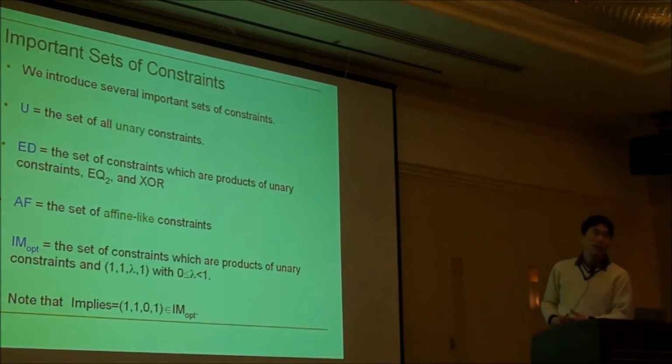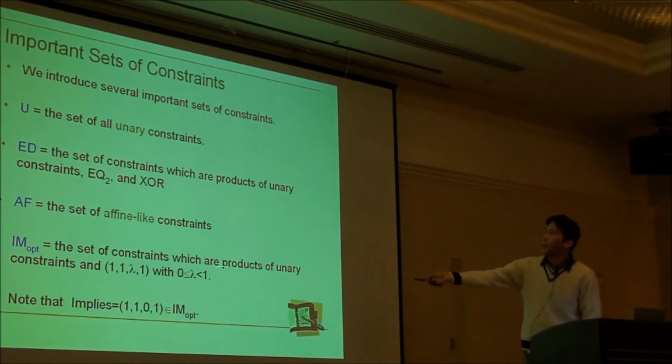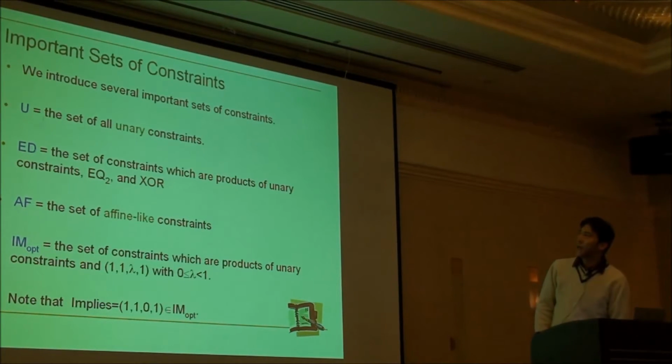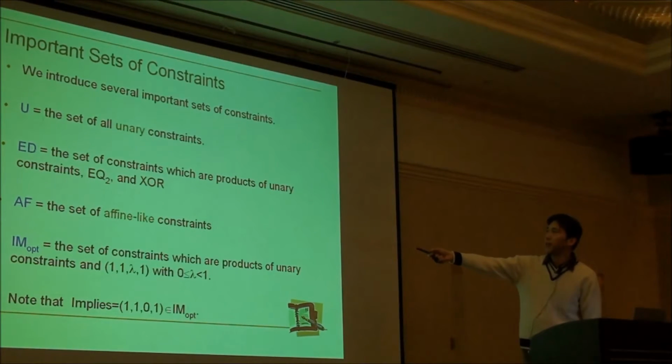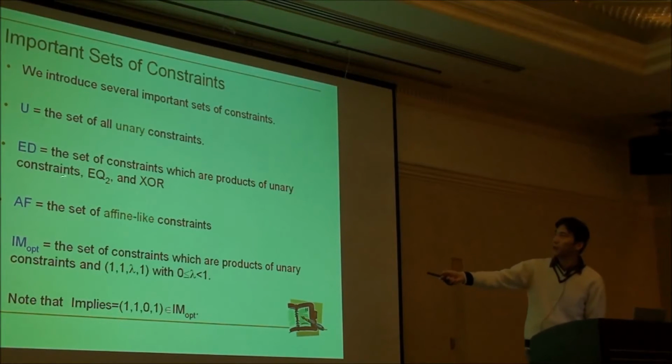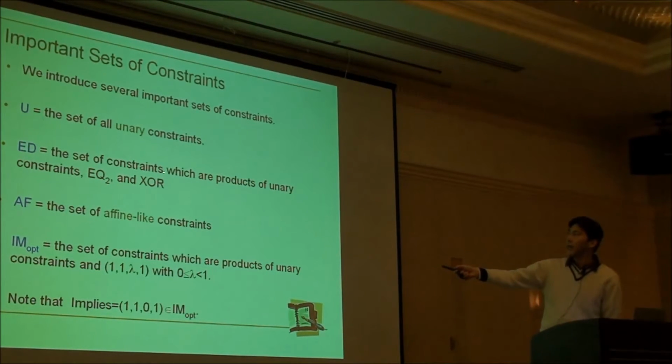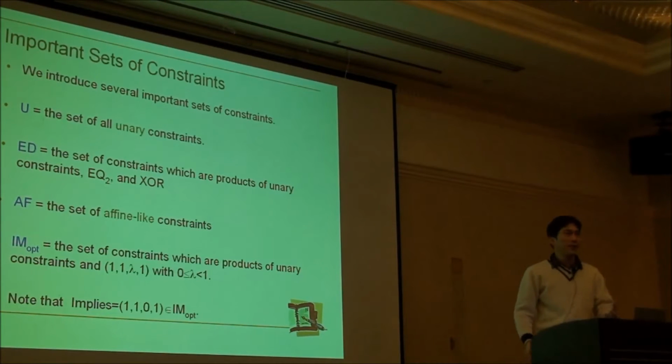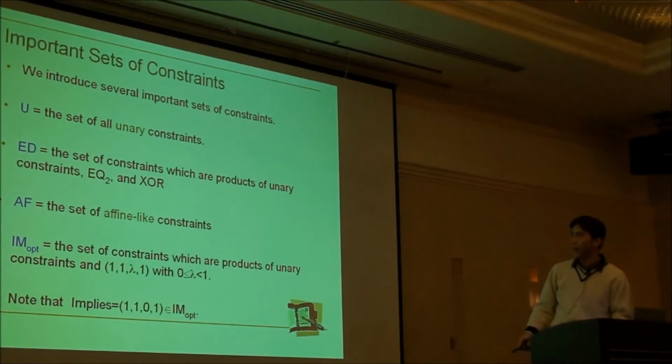Now we'll state the result. Before describing the main theorem, we're going to introduce some abbreviations. U stands for the set of all unary constraints, and ED stands for the set of constraints, each of which is expressed as a product of a unary constraint, an equality function, and an XOR function. AF is the set of Arkin-like constraints. The definition is slightly more complex, so please take a look at the proceedings.